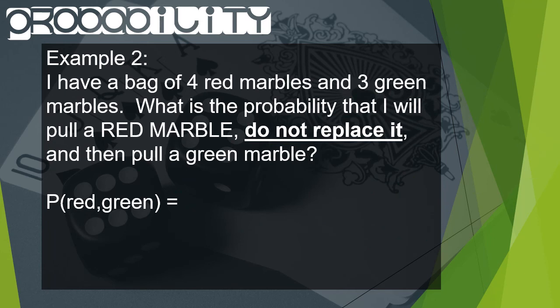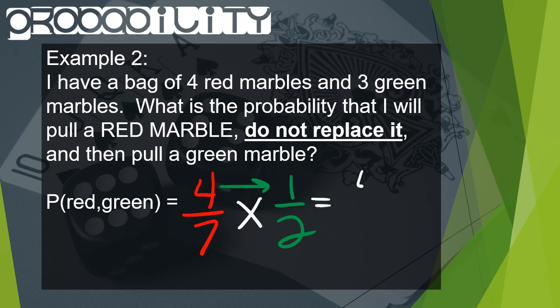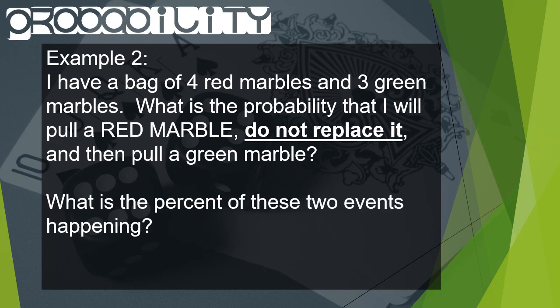Now let's find the probability of this. The probability of pulling a red marble is 4/7, and when we do a probability like this, we multiply. The green marble was 1/2. Multiplying these fractions, 4 times 1 is 4, and 7 times 2 is 14. So I have a 4 in 14 chance. To find the percent, I divide the numerator by the denominator to get a decimal, then multiply by 100. I have about a 29% chance of this happening.